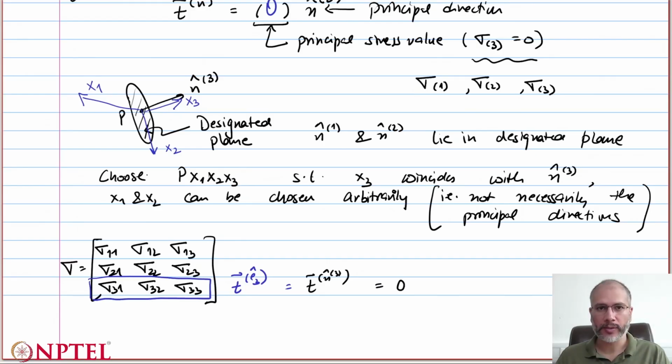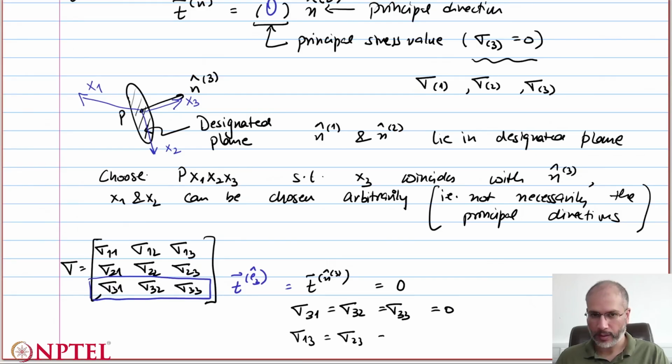But we already know that since E3 hat coincides with N3 hat in this case, so this is a 0. So this basically means that all the 3 components of that have to be 0, and this will result in the condition that sigma 31 equals sigma 32 equals sigma 33 are all zeros. And since sigma is a symmetric tensor, we can write sigma 13 and sigma 23 are also zeros. So this results in a simplified situation where the Cauchy stress tensor sigma becomes.